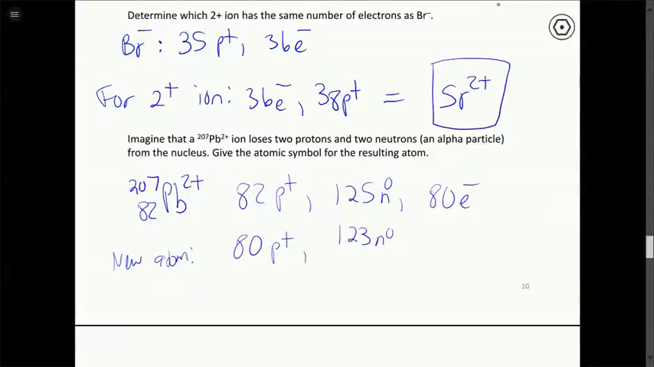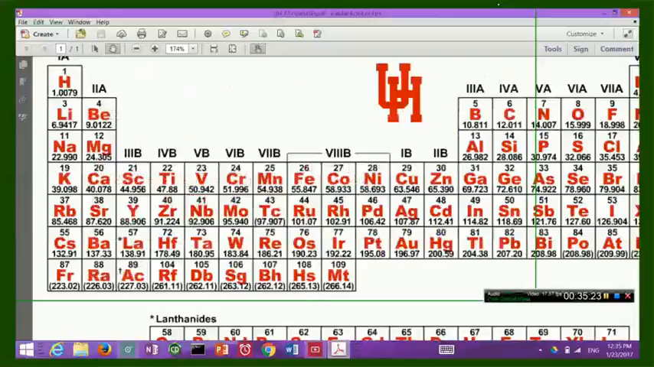And we have the same number of electrons. We didn't say anything about anything happening to electrons, so we still have 80. All right, so again, we now know the number of subatomic particles in this new atom, so we can define the symbol just by working backwards. So we have to find out the name of the atom. We have 80 protons, which means we can use that to figure out what the new symbol is.